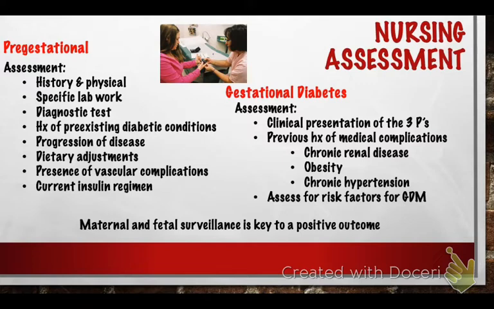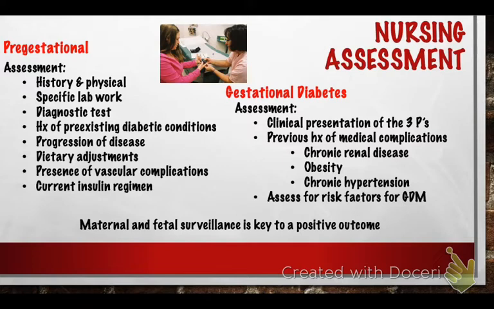ACOG does recommend that women with gestational diabetes, diagnosed by a 3-hour glucose tolerance test, receive nutritional counseling from a registered dietitian. So if we screened her at 24 to 28 weeks and found out that she had 2 abnormal values in her 3-hour test, then per ACOG recommendations, the standard of practice is to do nutritional counseling by a registered dietitian.